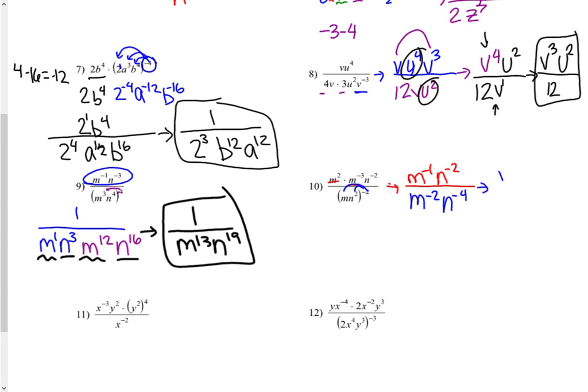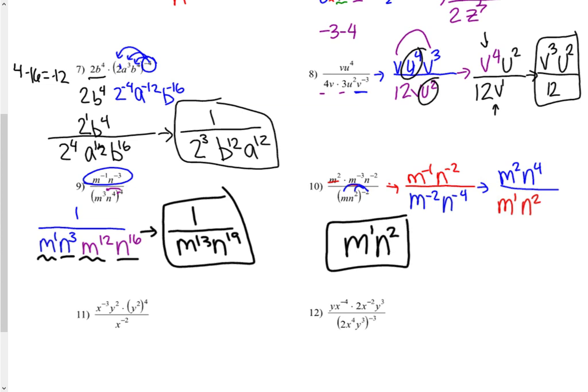So I have m squared n to the 4th moving to the top. Remember, when you flip the side of the fraction, those exponents will become the opposite of what they were. And then in the denominator, I have m to the 1st n squared. Now I can go ahead and subtract those exponents. So 2 minus 1 gives me m to the 1st. 4 minus 2 gives me n squared. So my final answer is m to the 1st n squared.